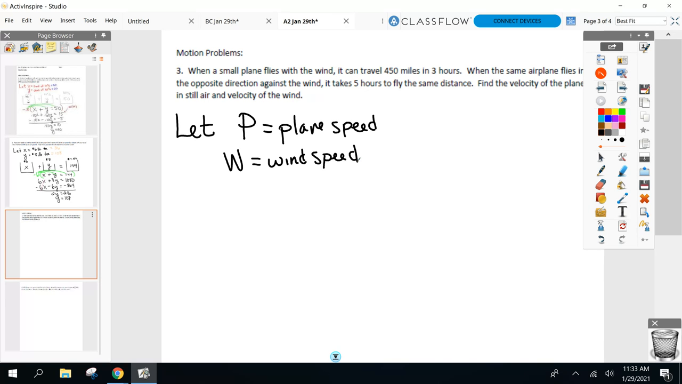I don't know how many of you, and I don't know if they still do it in science class or not, are familiar with the formula distance equals rate times time. I don't know if anybody's familiar with that or not. That's basically what I'm going to use right here.